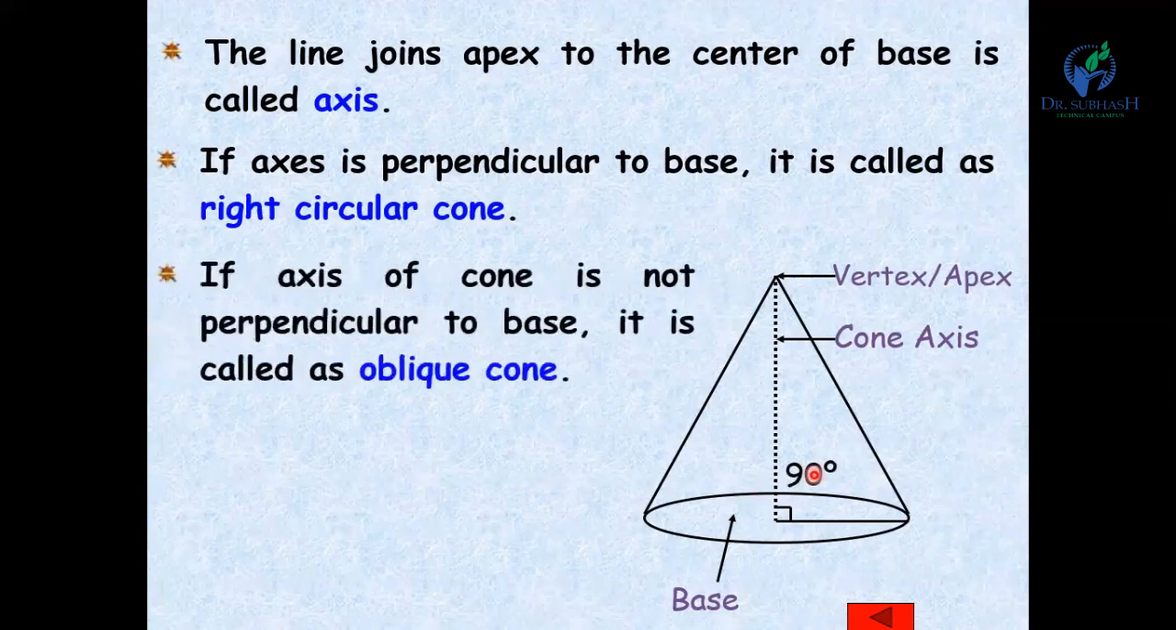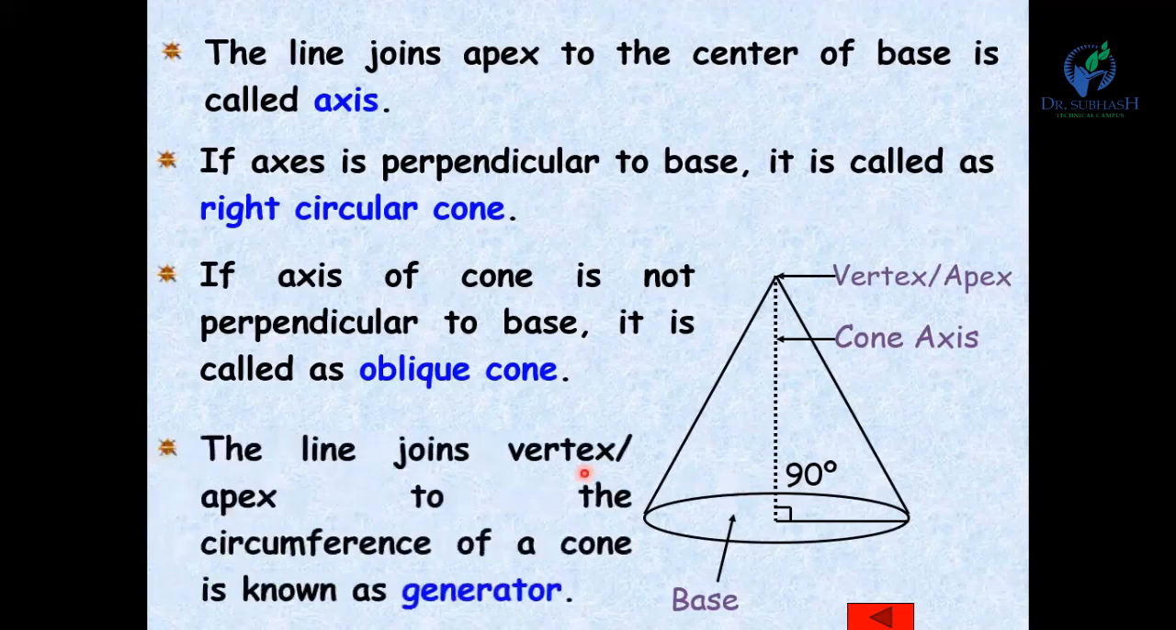Now, if the axis of the cone is not perpendicular to the base, then it is called an oblique cone. If the angle of this axis with the base is other than 90 degrees, then such a cone is known as an oblique cone. And the line which joins the vertex or the apex to the circumference of the base is known as a generator. You can see these are the different generators. There are infinite generators in the cone.